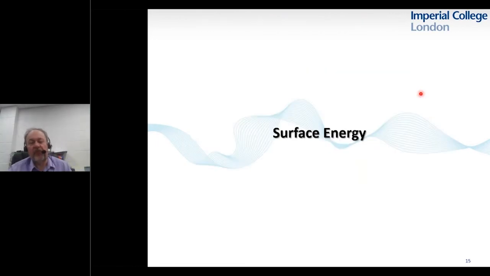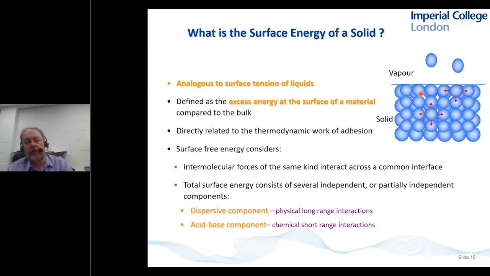The main topic is surface energy. As you've heard before, it's analogous to the surface tension of a liquid, and it tells us about the thermodynamic state of the surface. We're particularly interested in intermolecular forces that work on surfaces, and in two types of surface forces. We're interested in what are called dispersive long-range forces. So we'll talk about the dispersive component of the surface energy.